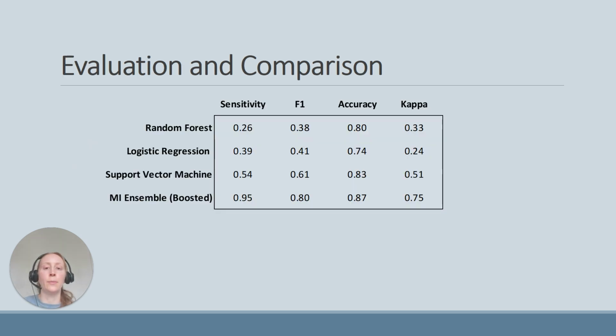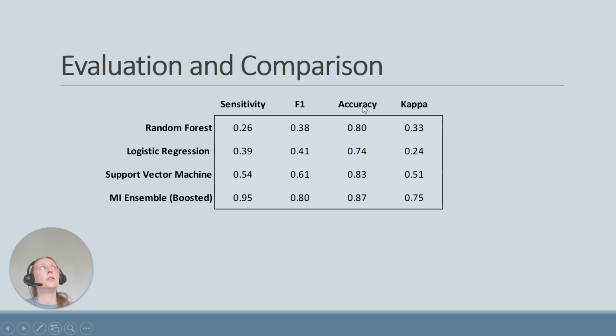So here's a comparison of those different metrics. The ones I focused on are sensitivity, which is also called recall, and that focuses on, out of all the positive cases that are in the data set, how many did the model actually capture? And then the F1 takes sensitivity and adds precision onto it.